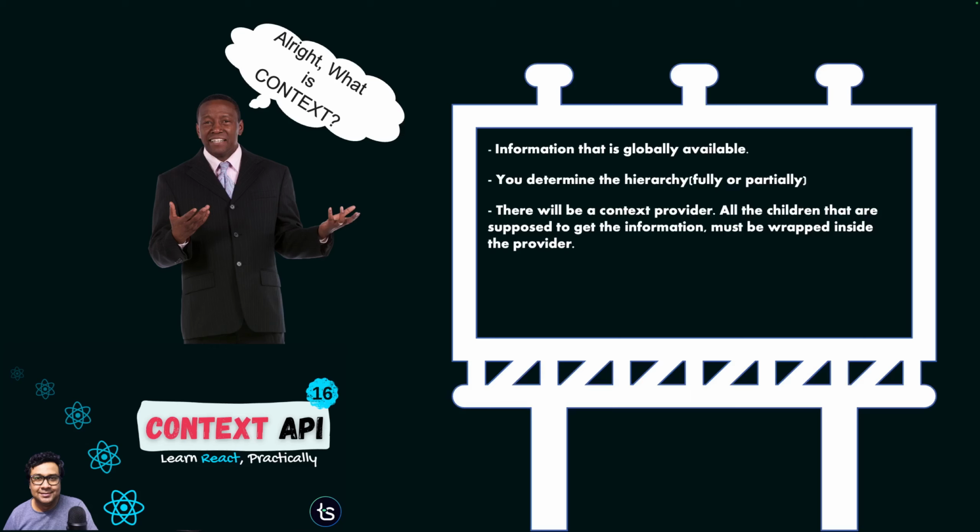There will be a context provider. All the children that are supposed to get the information must be wrapped using this provider. So we'll be creating a provider and we'll wrap our part of the application in that provider so that everybody within that provider gets that information. And every consumer who needs this information needs to use a special hook from React called useContext. That's what it is about.